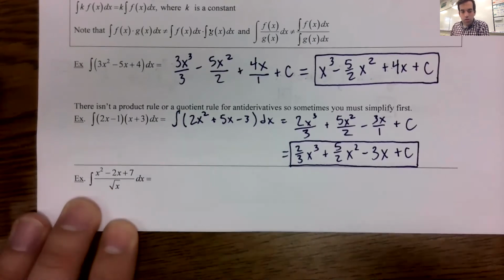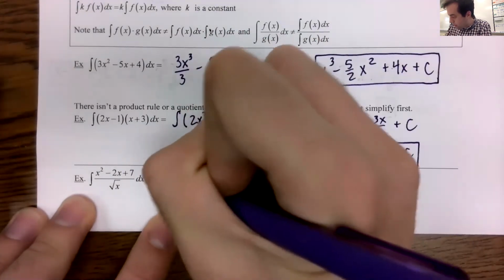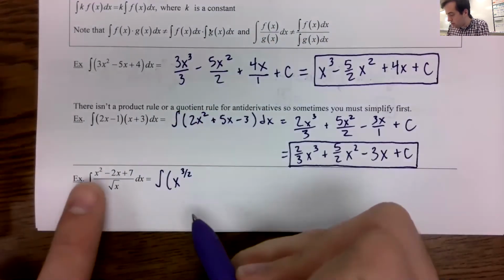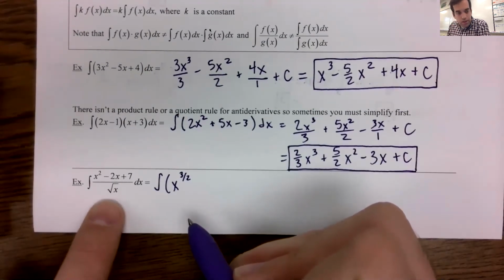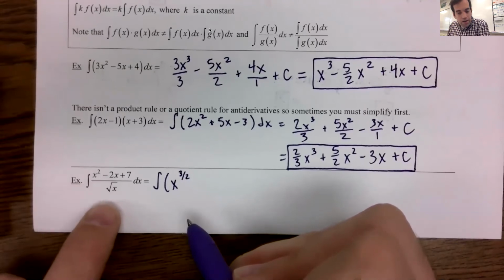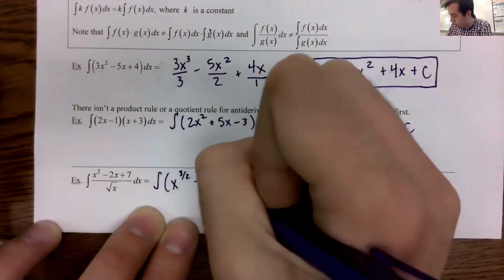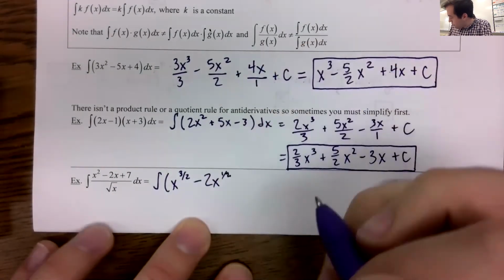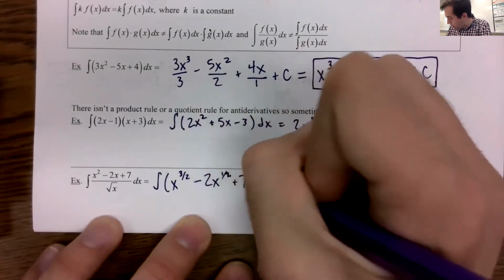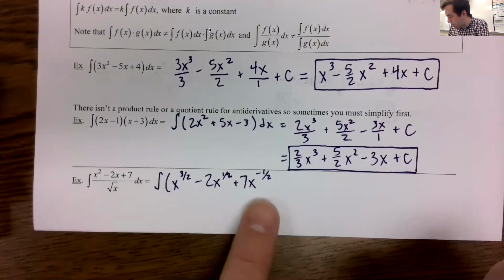For this next one, we also don't have a quotient rule, so we're going to simplify this first. So it becomes x to the 3 halves, because it's 2 minus a half, because the square root of x is x to the 1/2. And when I divide with the same base, x, we subtract the exponents. So 2 minus a half will give us 3 halves, minus 2x to the 1/2, because it's 1 minus a half, plus 7x to the negative 1/2, because this 7 didn't have an x, so I do 0 minus a half, I get negative a half.